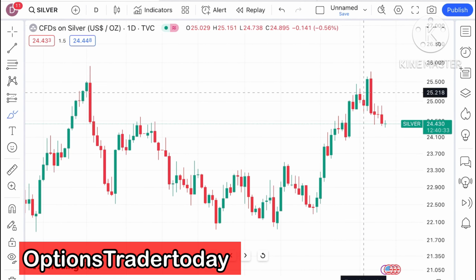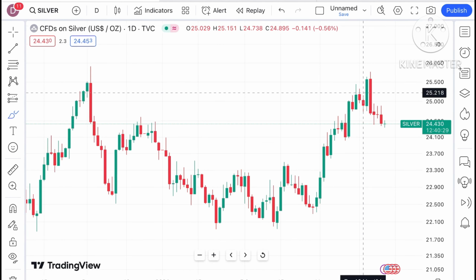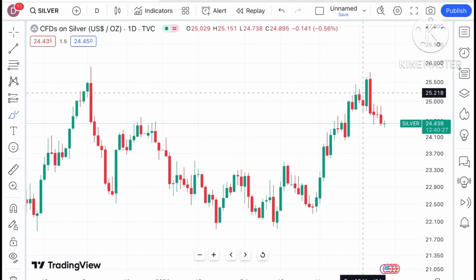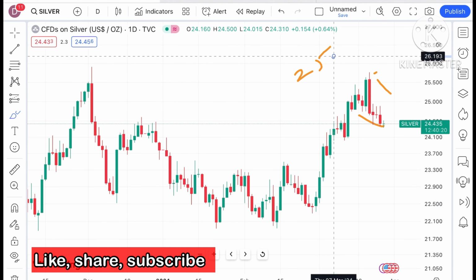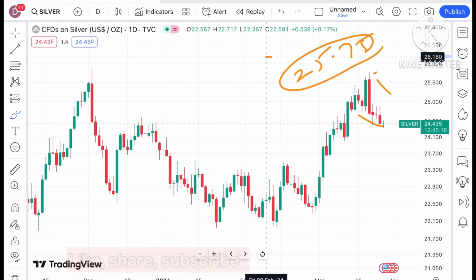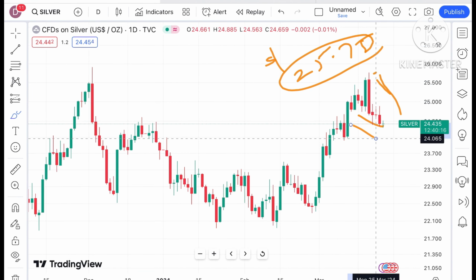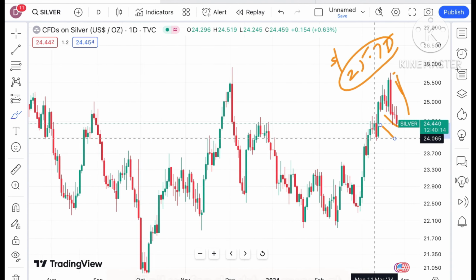Today in this video I'll explain how the price of silver has moved in the last 2 days and how the price of silver can move in the next 2 days. See, if you look at the chart of silver, silver is trading at a level of $24.439. And if you look at this particular trend, there is a continuous upside after making a high of around $25.75. This is the high.